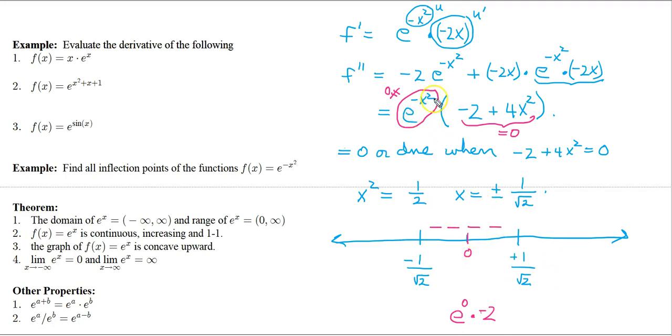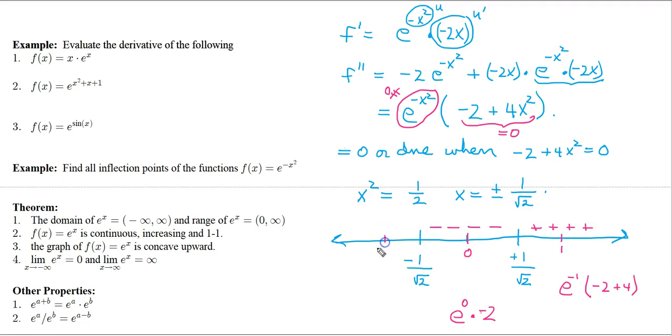Also keep in mind this e to the negative x squared is actually always positive, so really we only need to worry about the sign of this piece right here, since this is always positive. Now let's pick some other test points. I know that 1 is bigger than 1 over root 2. If I put 1 in here for the x's, I'm going to get e to the negative 1, but that's always positive, don't need to worry about that, times negative 2 plus 4. Well, this is going to be a positive number.